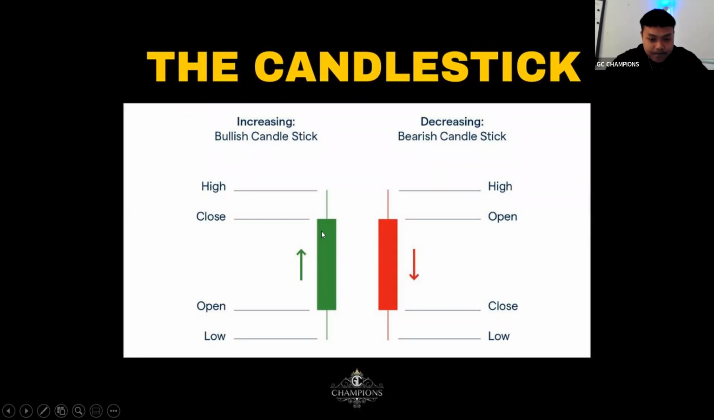Now on the bottom, there's also another line. It is the lowest price that that candlestick has touched during that time frame. All right. Now, when it comes to the rectangle as a whole, in the middle, that is what you call the body. And then the top is where it closed.